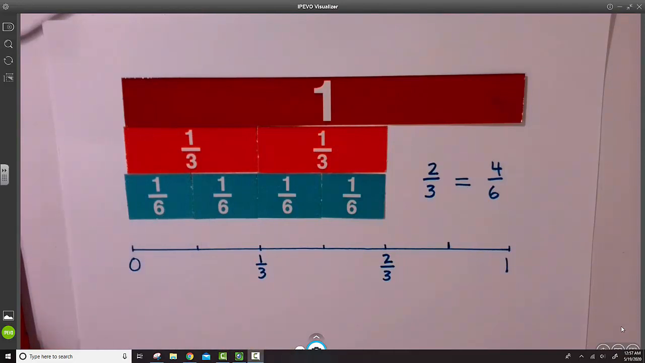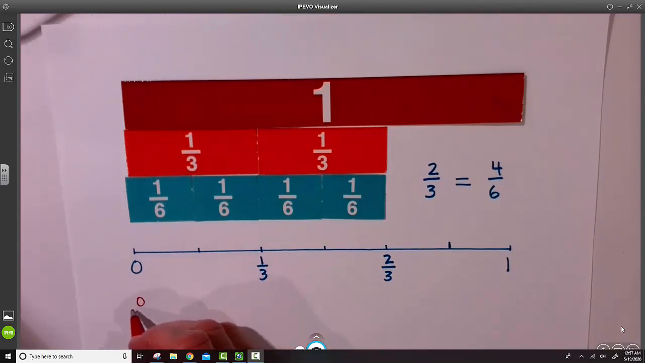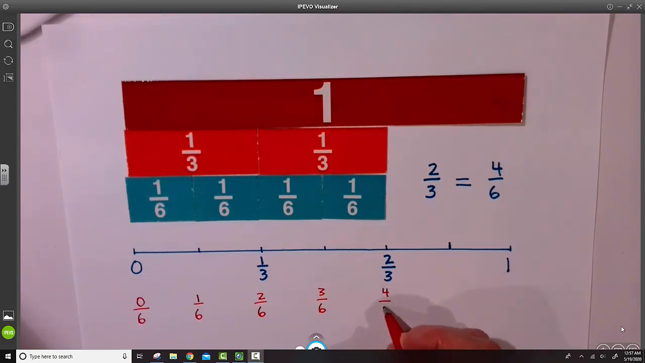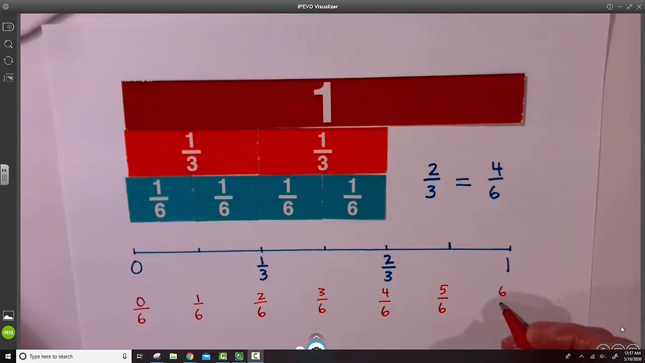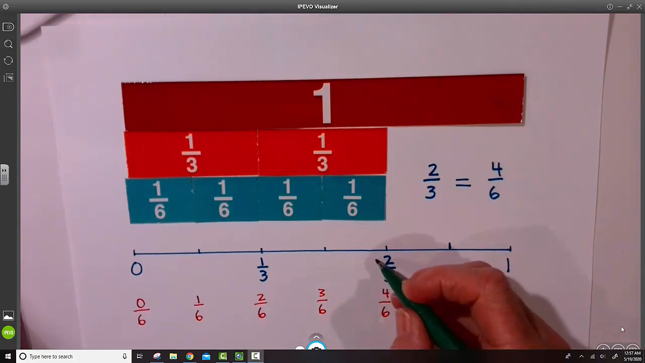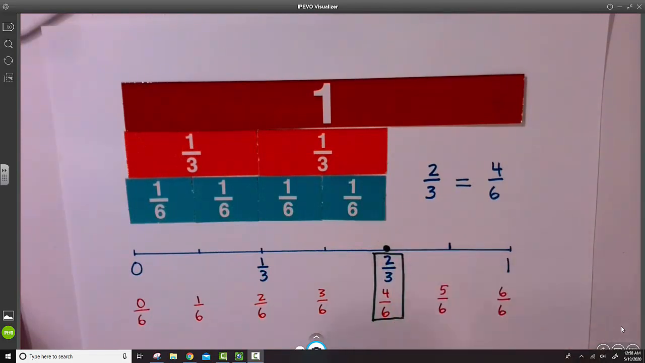Next, we'll break our number line into sixths. So we can start at 0/6, 1/6, 2/6, 3/6, 4/6, 5/6, and 6/6. So we're looking for the equivalent fraction of 2/3 equals 4/6. And we can see that represented here at this point on the number line.